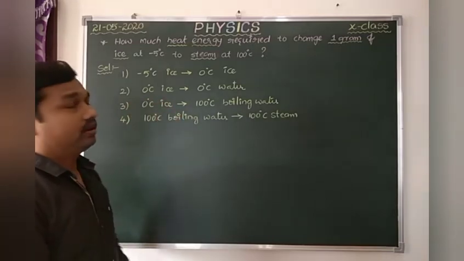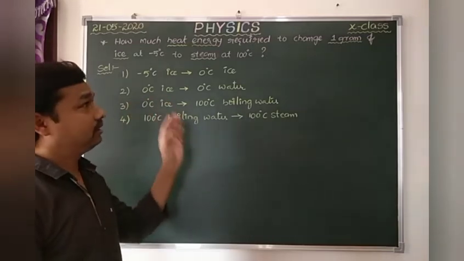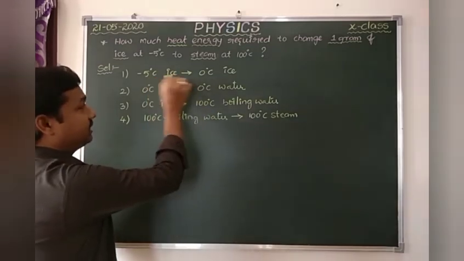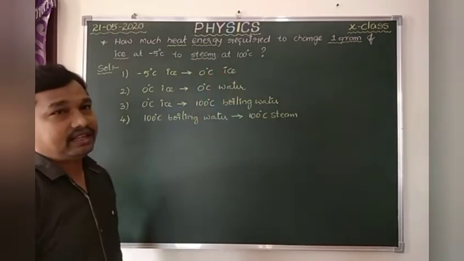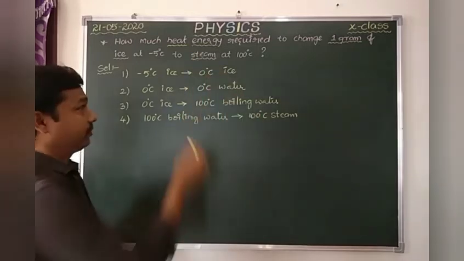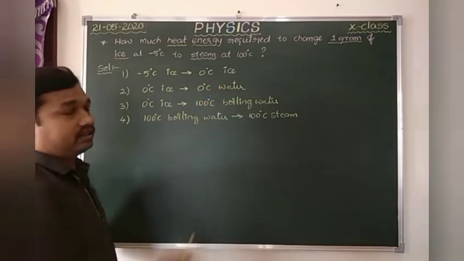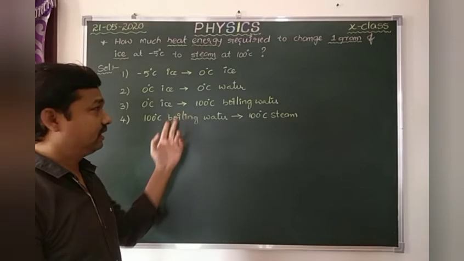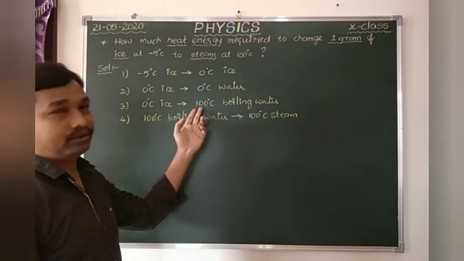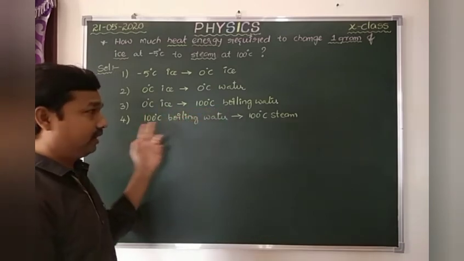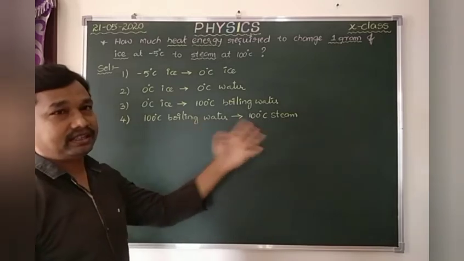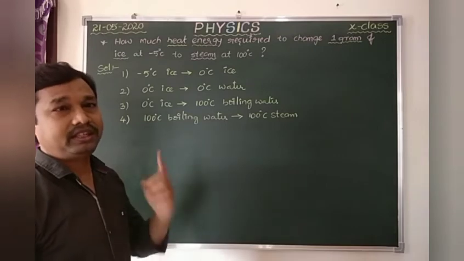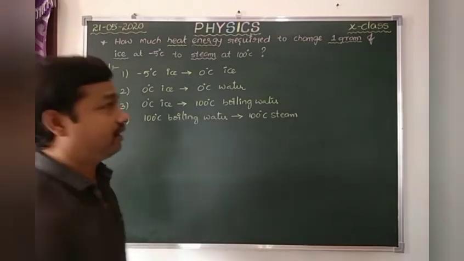Right now, which formula is suitable for all these? Minus 5 degrees Celsius ice converting into 0 degrees Celsius ice, what formula are we going to use? 0 degrees Celsius ice converting into 0 degrees Celsius water, what formula? And next, 0 degrees Celsius ice to 100 degrees Celsius boiling water, and 100 degrees Celsius boiling water to 100 degrees Celsius steam. But we have only two formulas for heat.